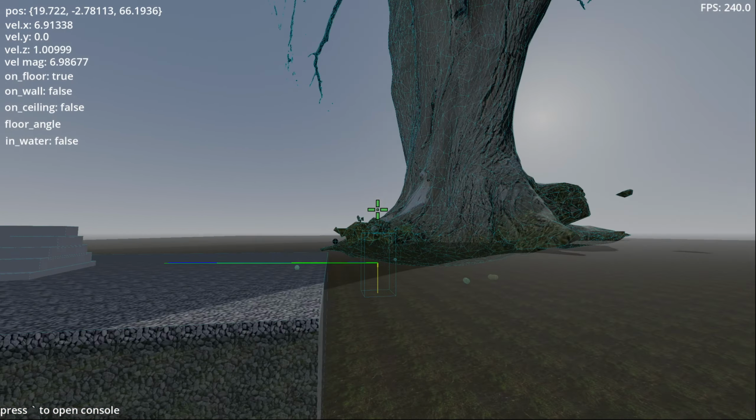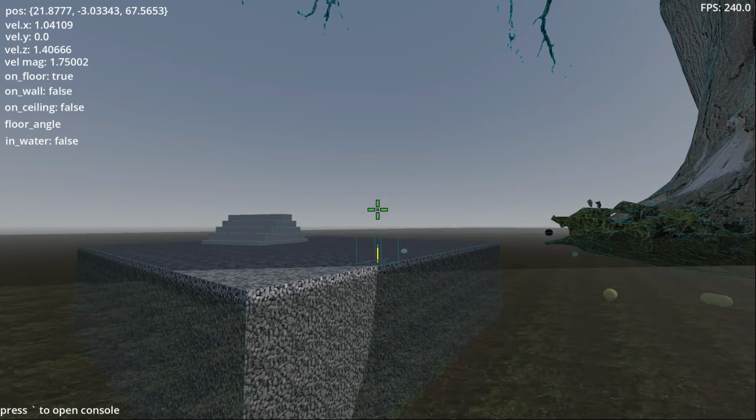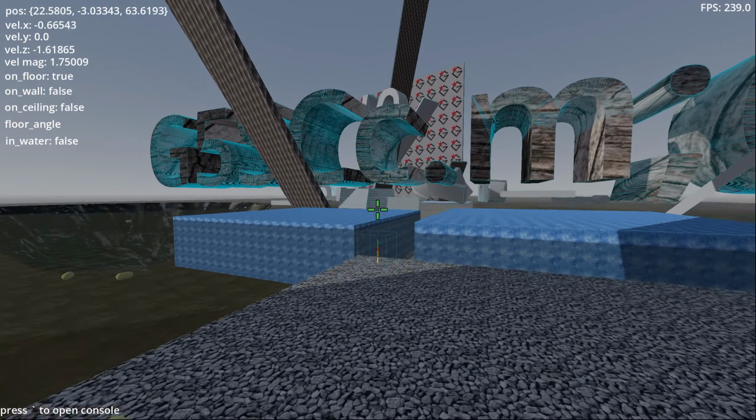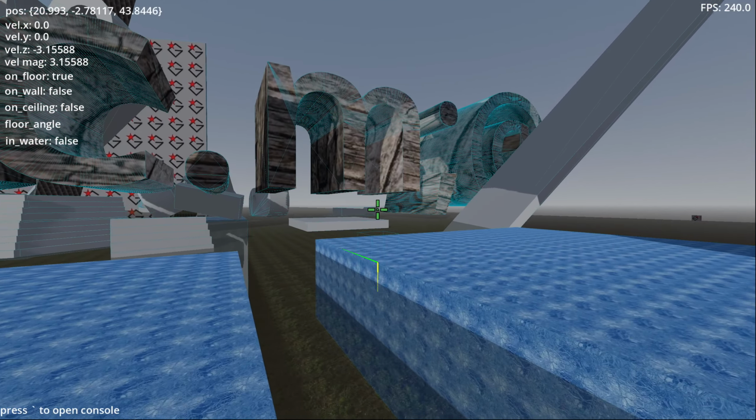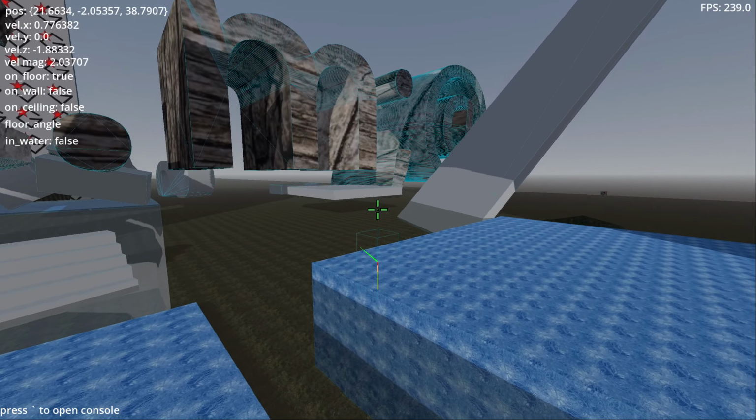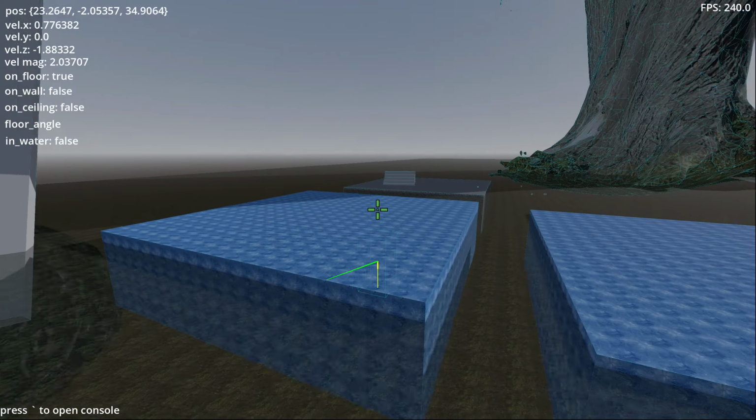Anyway, the point is, it works flawlessly, and I'm very, very proud of myself. I gave myself a nice pat on the... I don't know. But yeah.